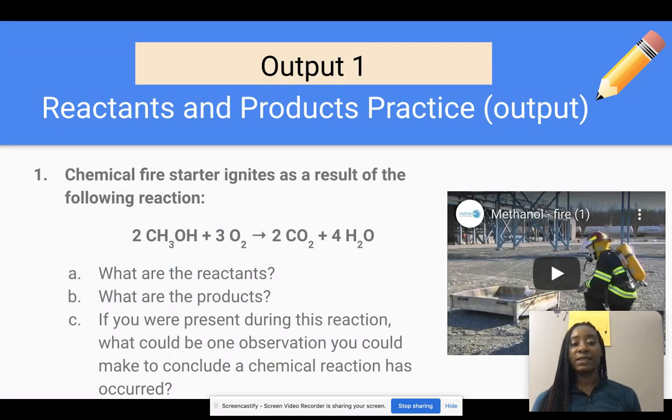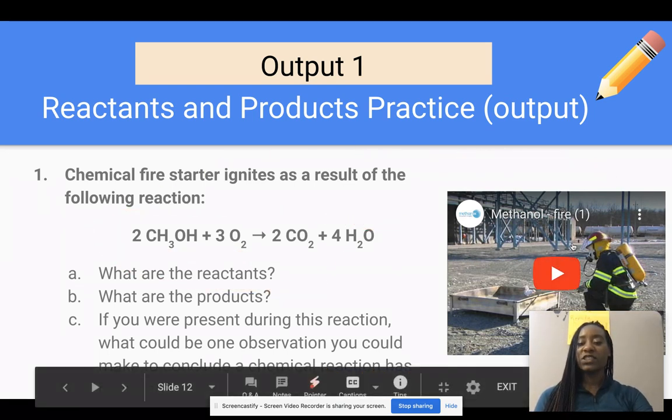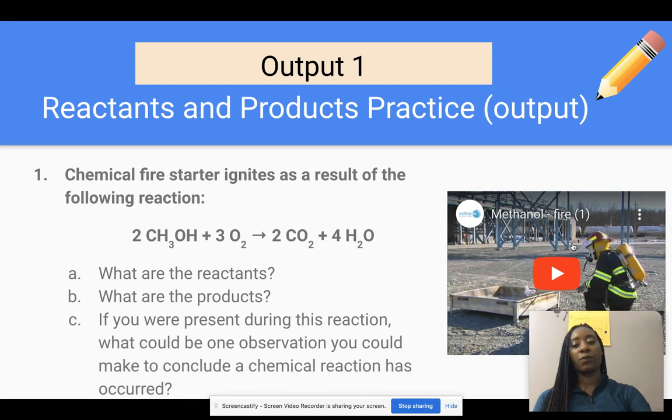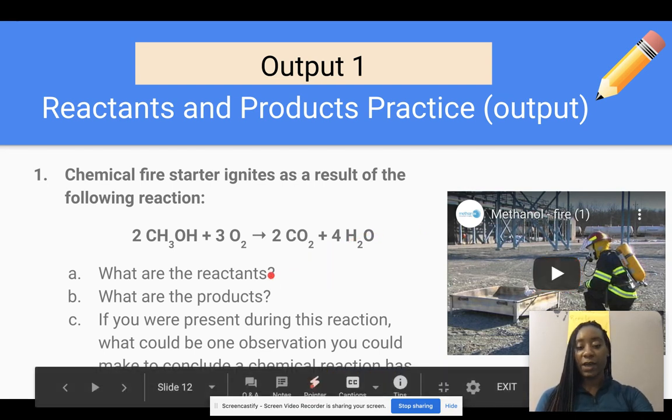Now that you have that down, you're going to get a bit of practice in. So if this is output 1 in your notebook, this should go on a separate page from where your notes were. You're going to look at this chemical formula here. Watch the video on the right. The video on the right will give you more context to the equation. Identify the reactants in the equation, identify the products.